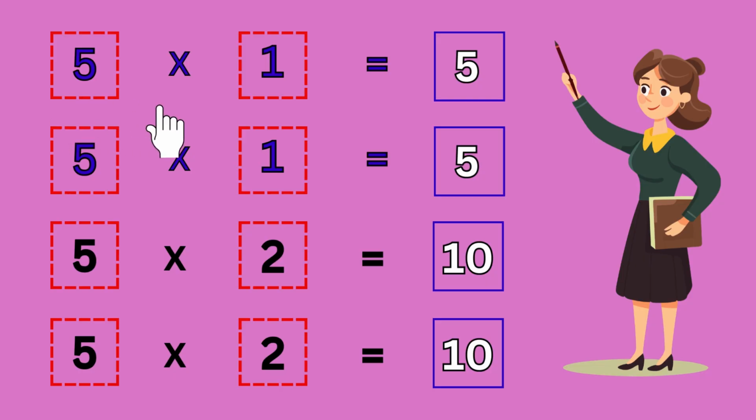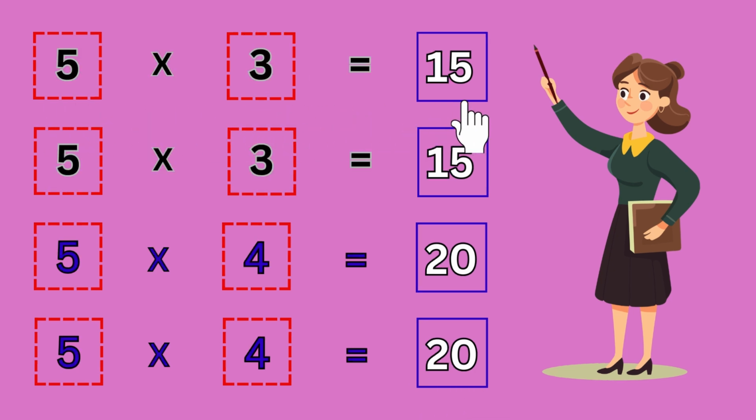Now let's begin multiplication table for 5. 5 ones are 5, 5 twos are 10, 5 threes are 15.